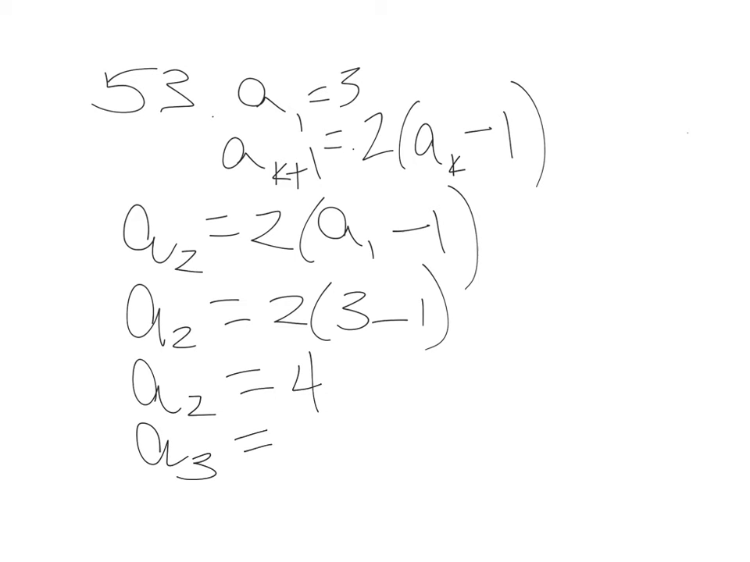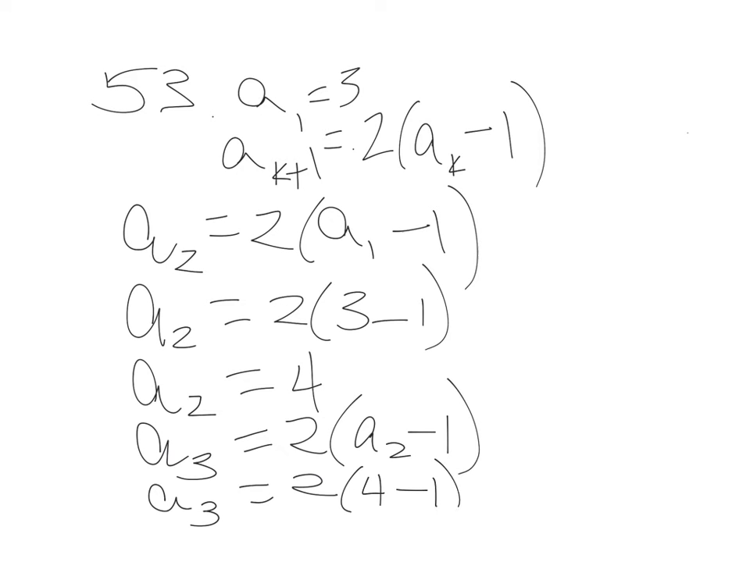A sub 3 is going to be 2 times a sub 2 minus 1. And now we have 2 times a sub 2, we just had it right here. A sub 2 equals 4. So we plug in a 4 there. And now we have 4 minus 1 is 3. 3 times 2 is 6. Keep in mind that your index is like your input of the function, and then your a sub n, or this time an a sub 2, is like your output. So when I know a sub 2 equals 4, I see a sub 2 here. That's kind of like saying f of x or f of 2.